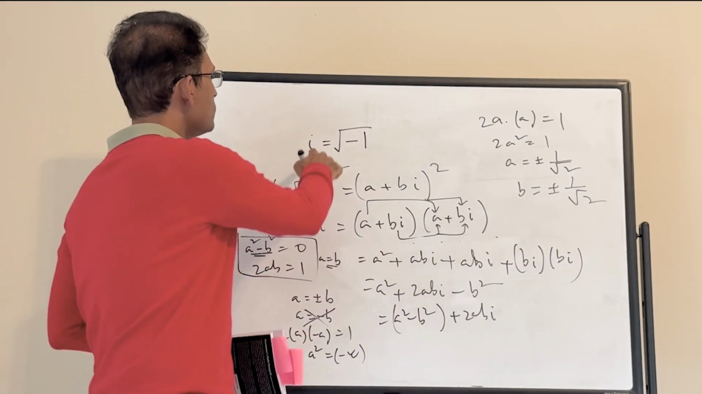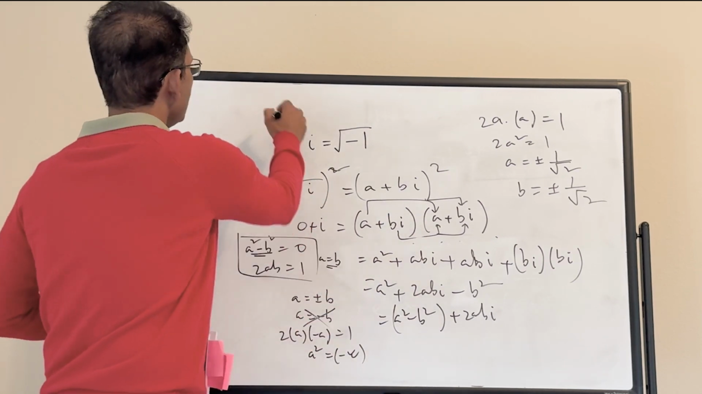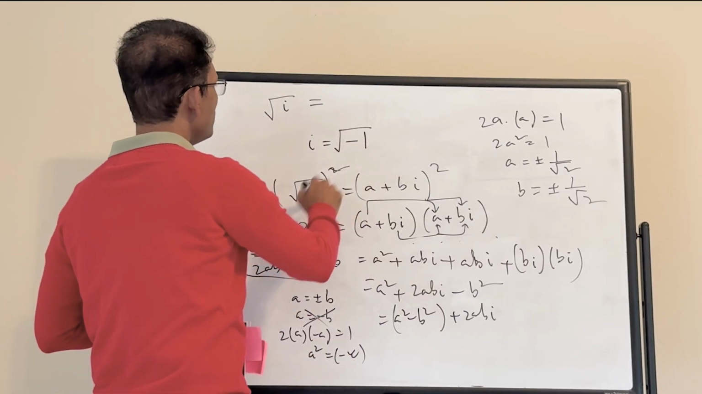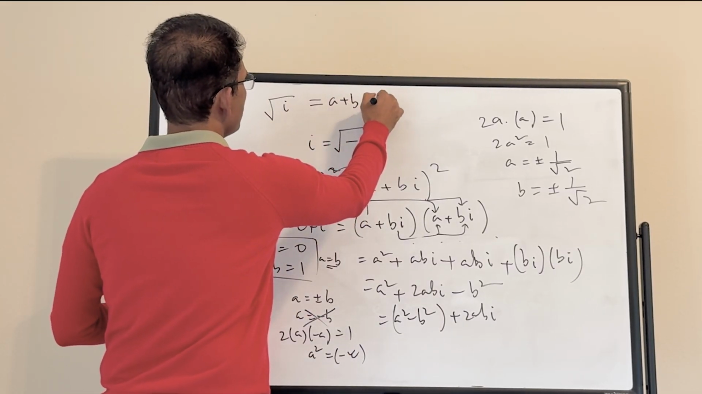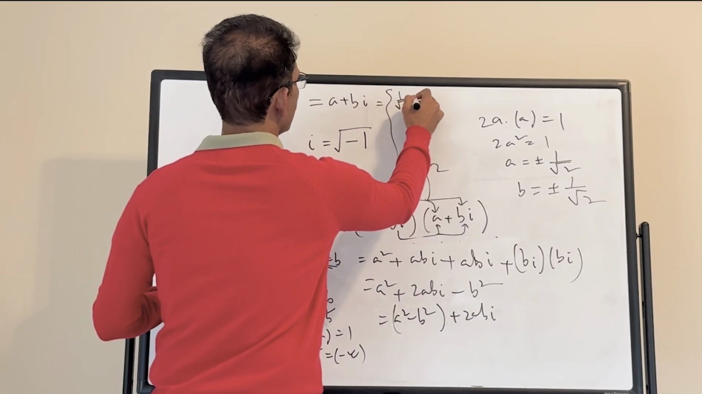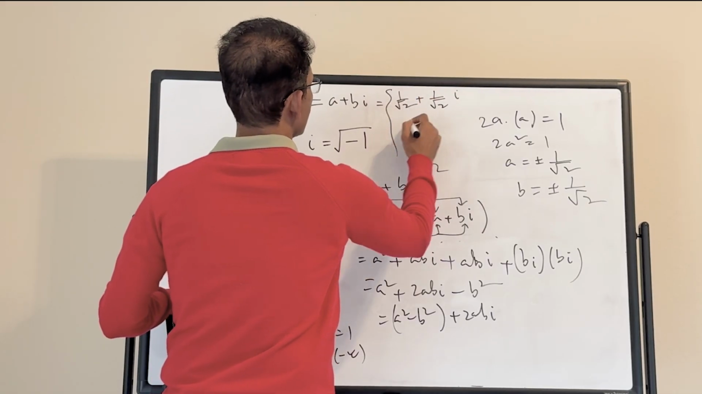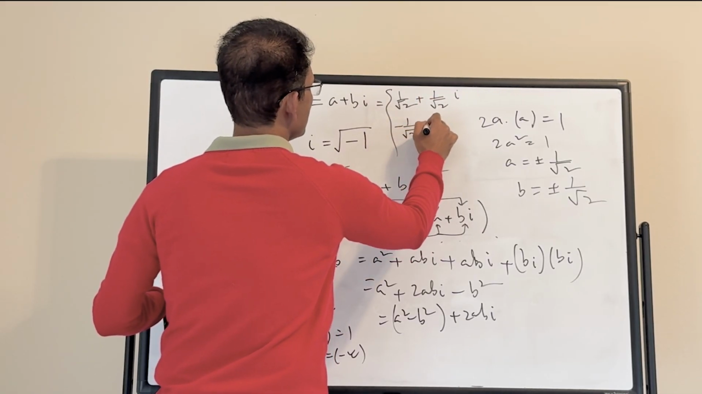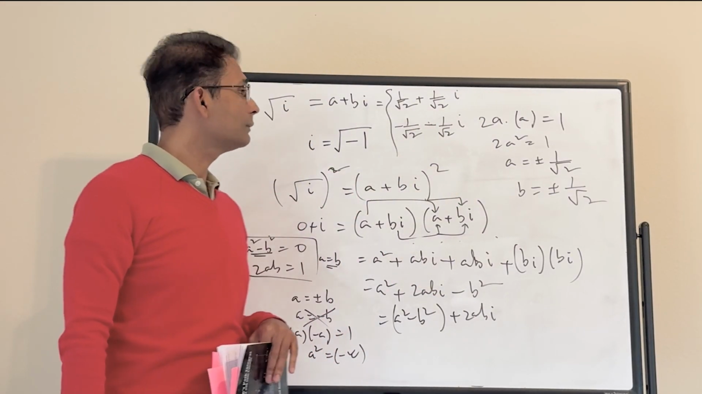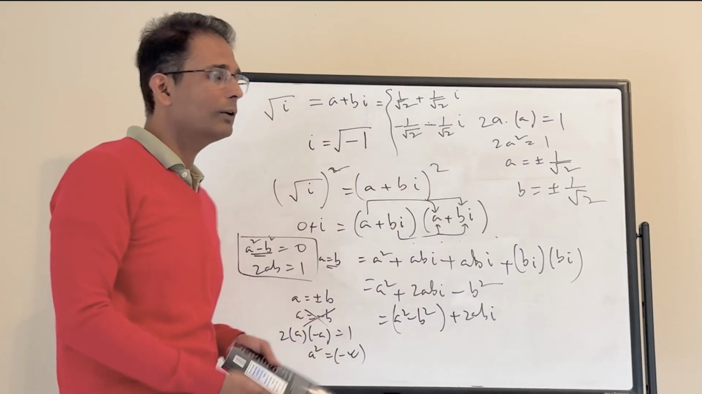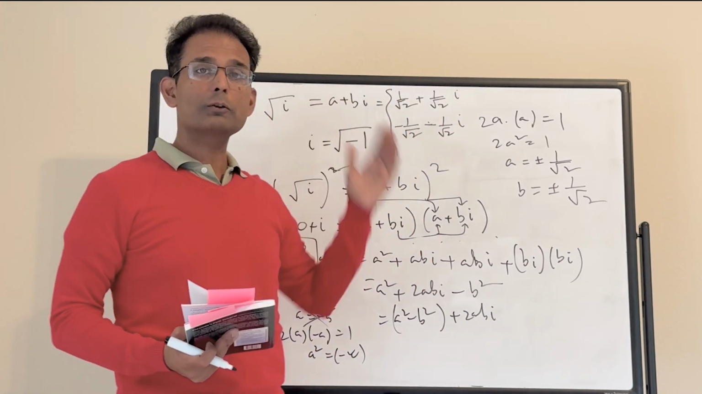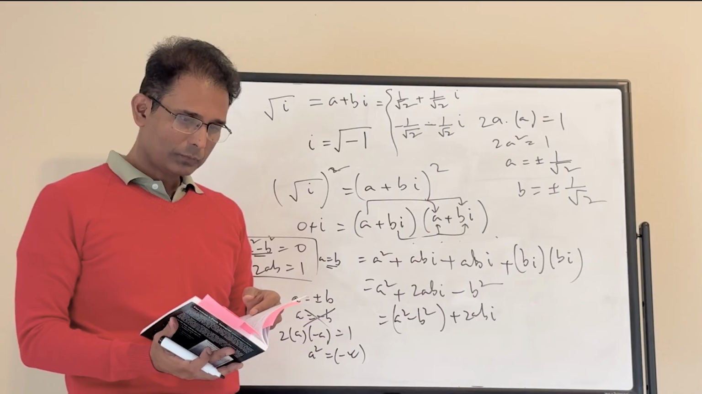So what is the square root of i? We got two solutions for that. Remember, we had assumed it to be of a plus bi form. When a is 1 over square root of 2, you have 1 over square root of 2 plus 1 over square root of 2 times i. And when a is negative 1 over square root of 2, you have the negative version. So you have two solutions for the square root of i. Isn't this cool? You just needed to know the definition of i, and you figured out what the square root of i is.